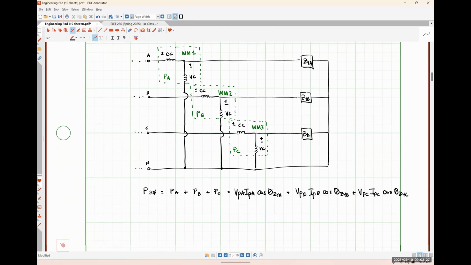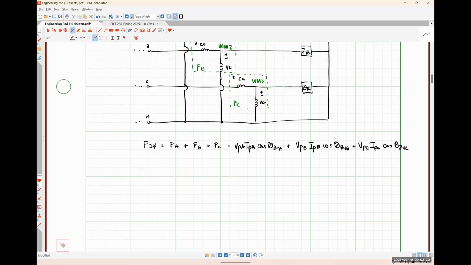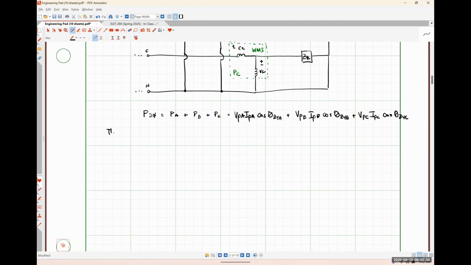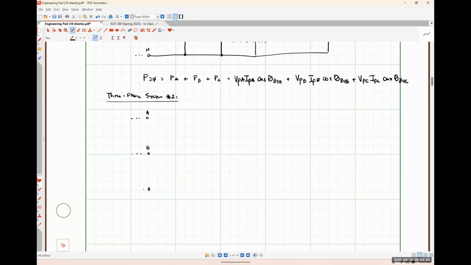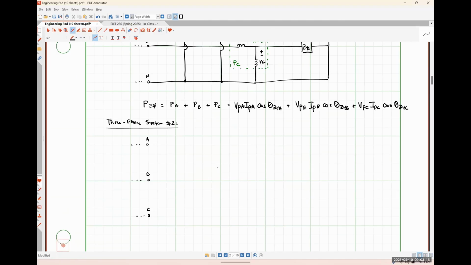So here's 3-phase system number 2, aka the 2-wattmeter method. And so I've got my A terminal here, my B terminal here, my C terminal here, and I'm going to intentionally not use the neutral terminal even if it happens to exist. And so what I'm going to do is something like this.